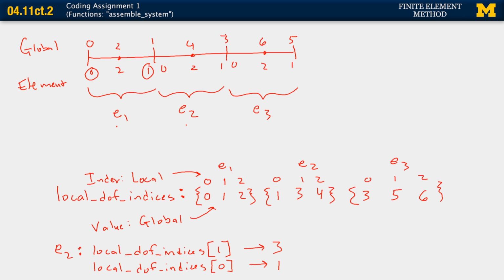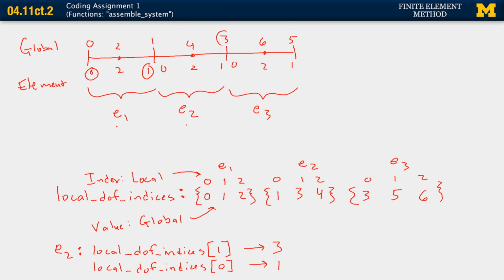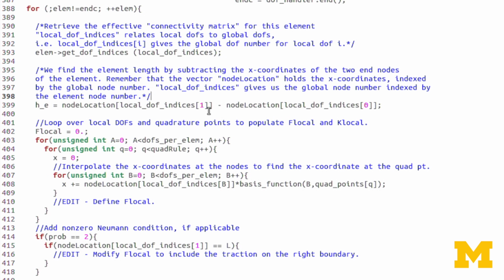And remember, the vector node location is indexed according to the global index. And so if I wanted the x values at local node 1 and 0, I would need the global node numbers 3 and 1 in order to access the correct x values within my node location vector, right? So local DOF indices will come up again, as will node location. All right, but now we have HE, which is our element length.